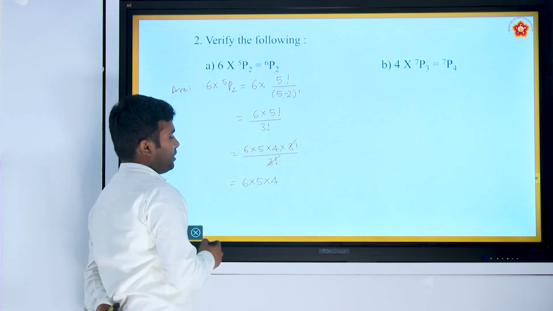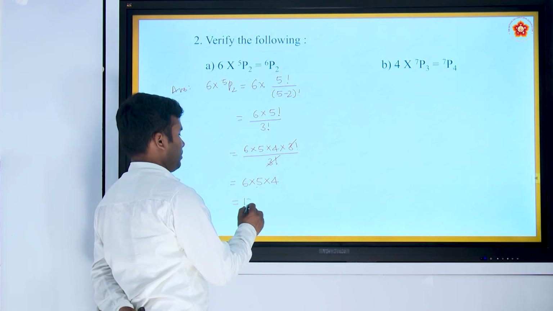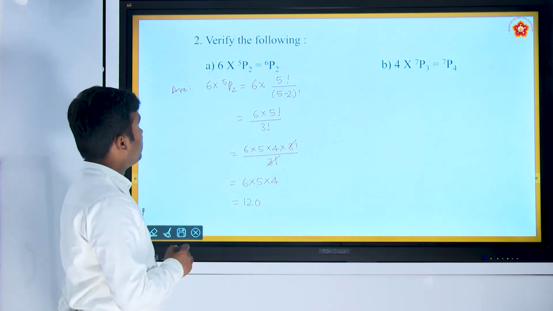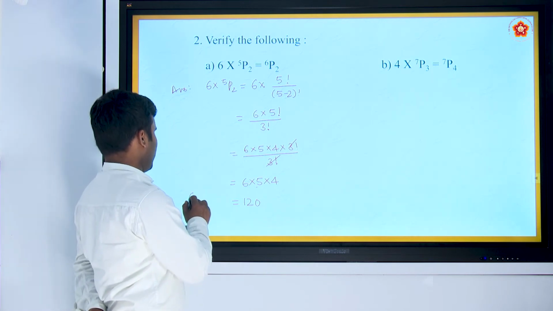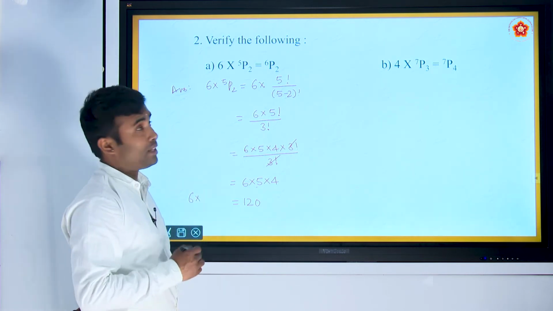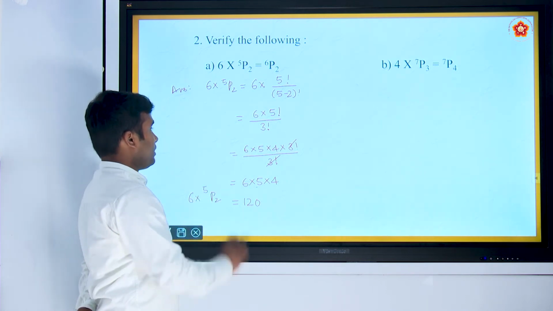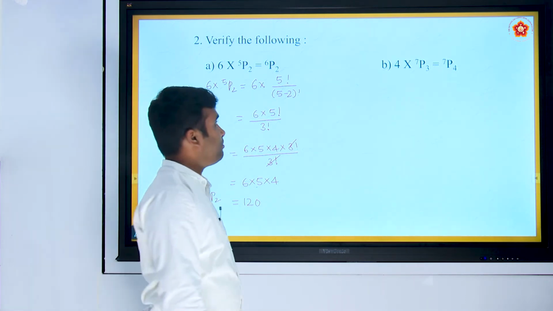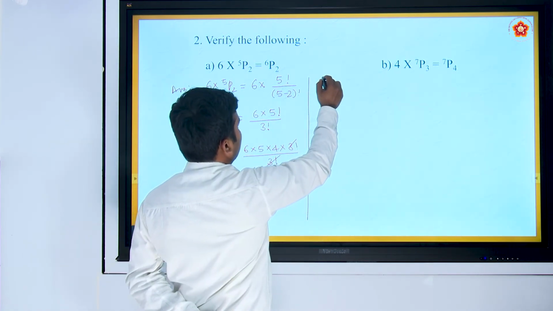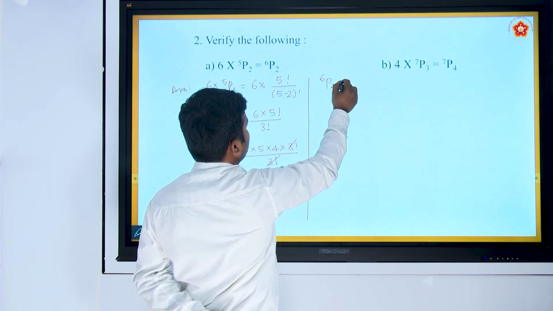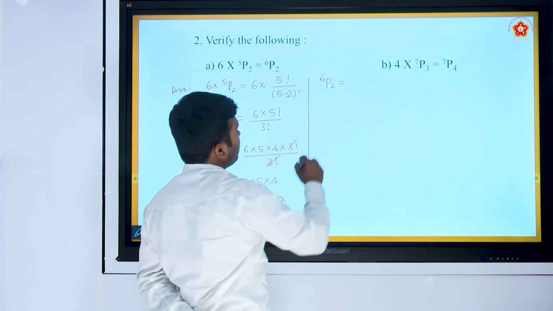So 6 fives are 30, 30 fours are 120. Now I got 120 on the LHS side. Let us check whether the same value is obtained on the RHS side as well. If not, then the statement is wrong, or the statement is false. So let us find 6P2. You can call the LHS value equation 1, let's say.